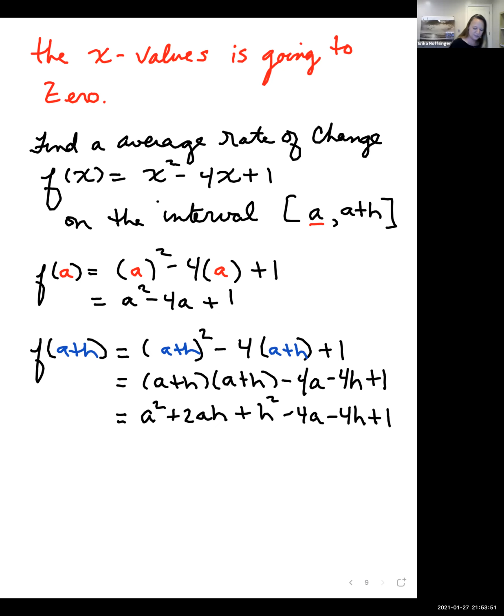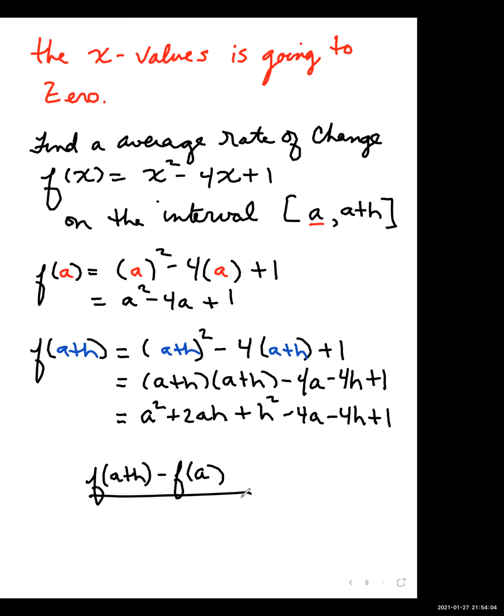I'm wondering if this looks familiar to you. A little bit. f of a plus h minus f of a. Difference in squares? What did you say? It looks like difference in squares to me.